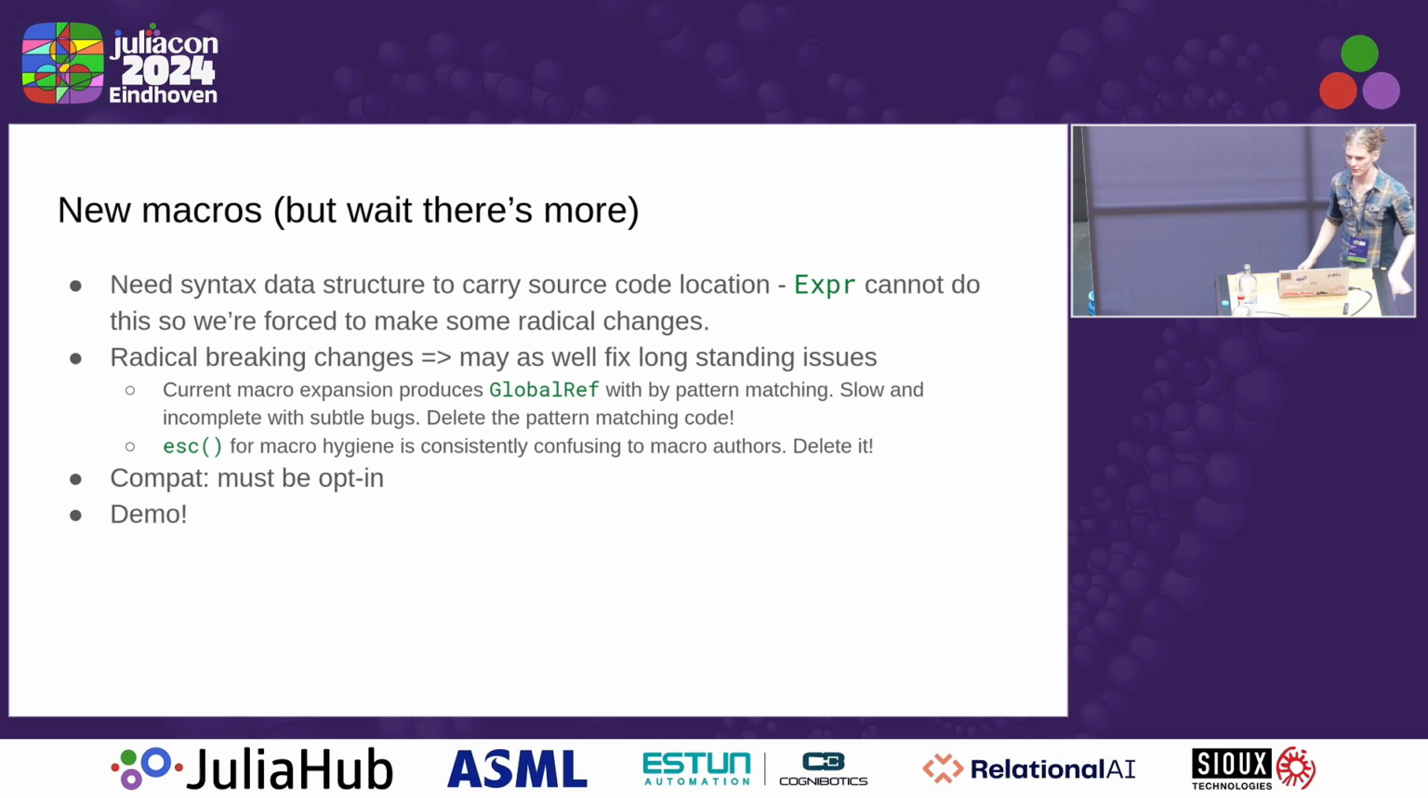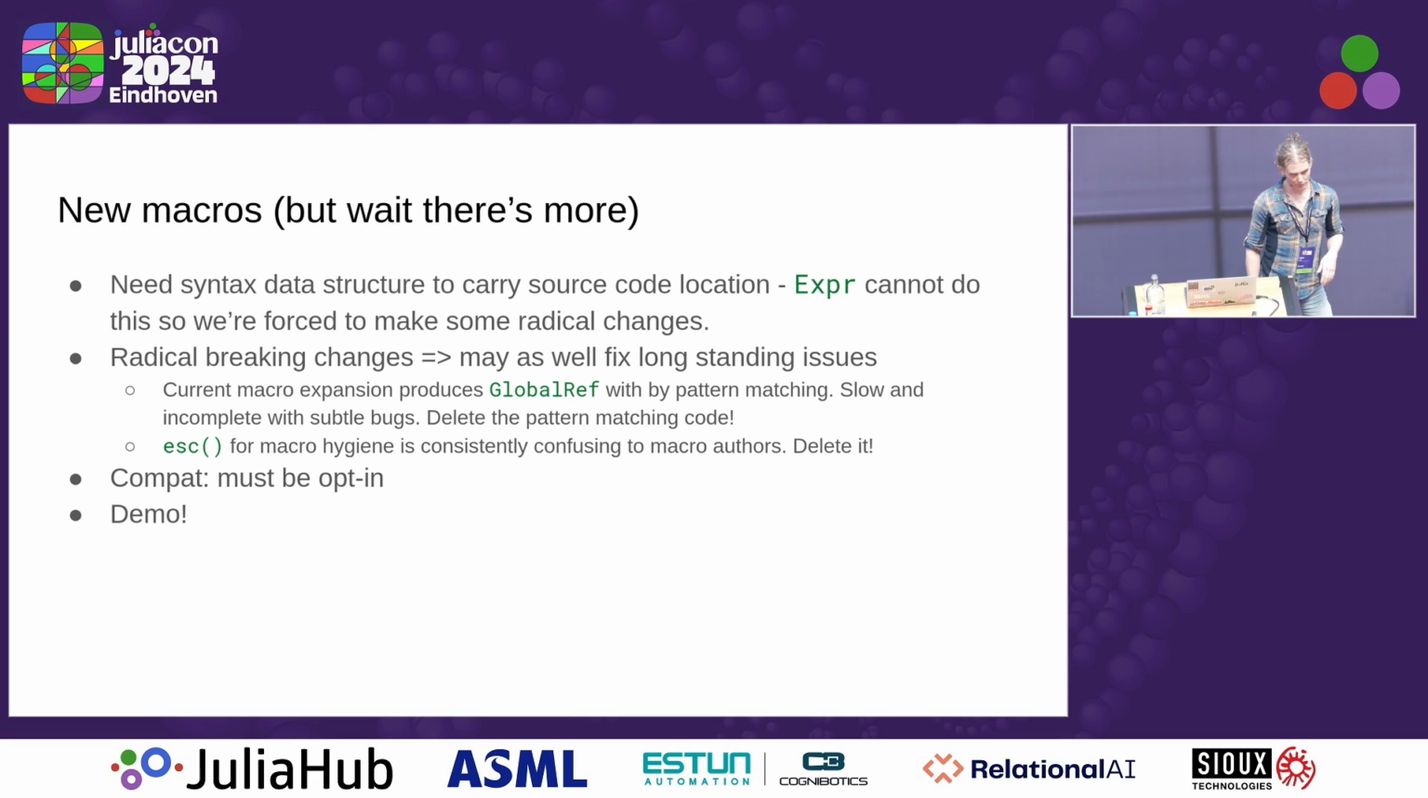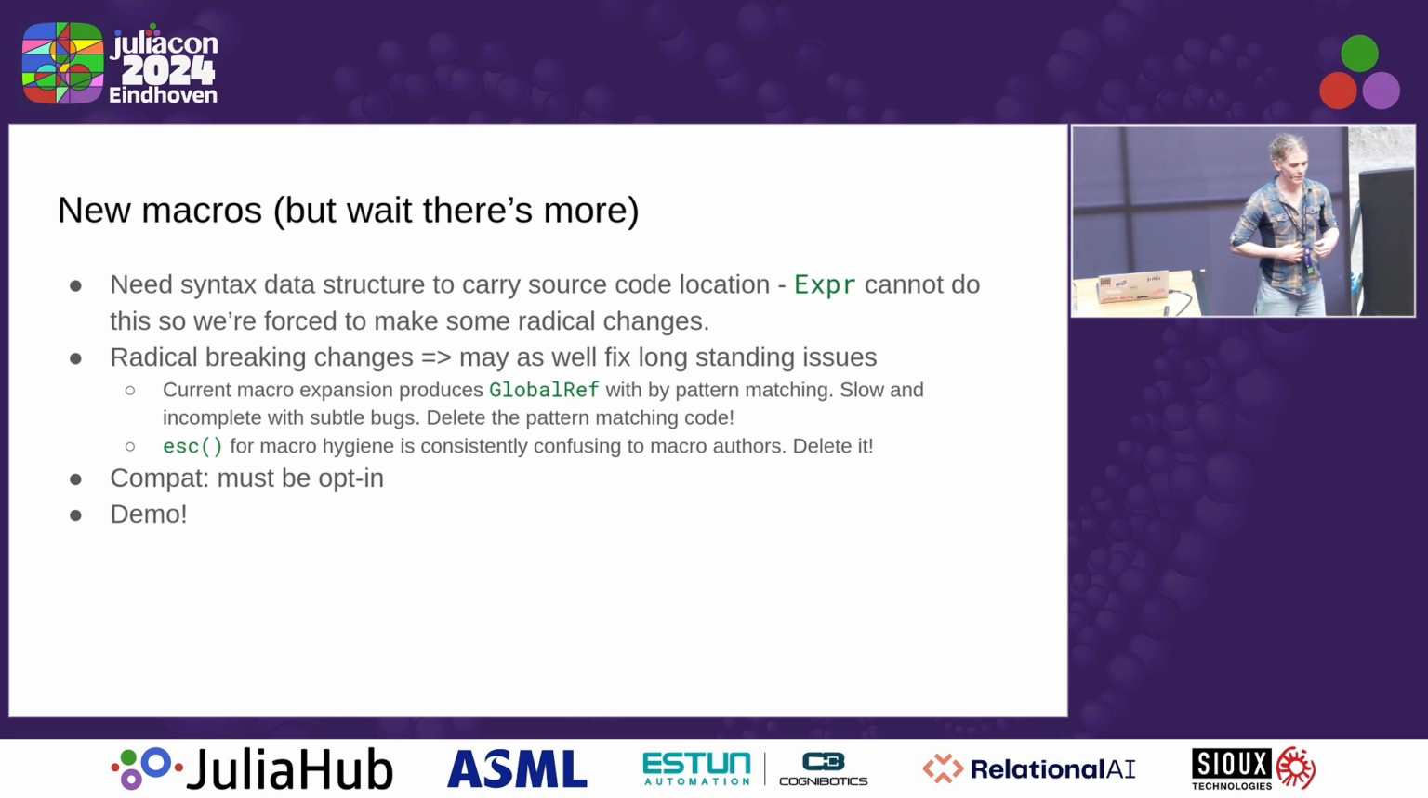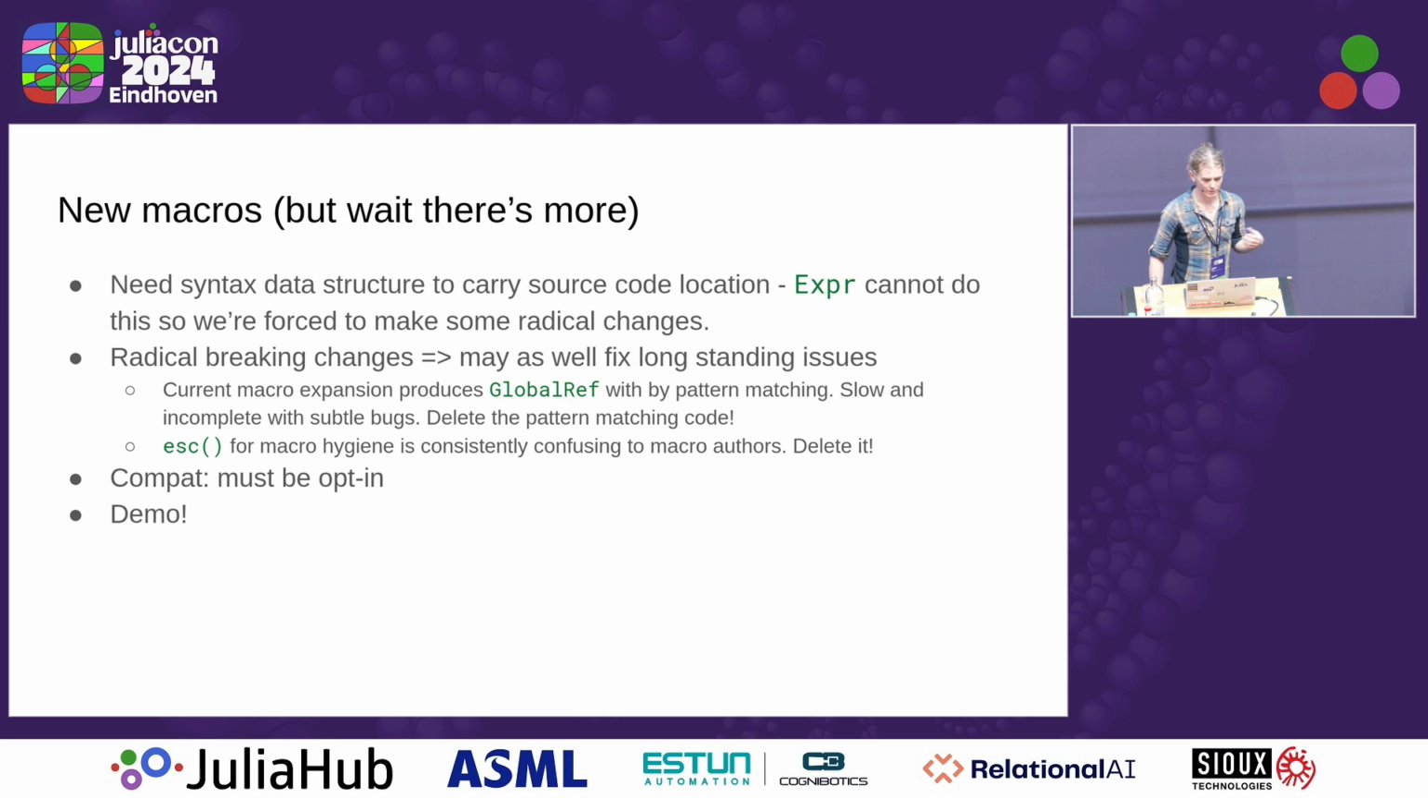While we're doing all of this, we basically can't use the expr data structure. It's not sufficient to contain this information. So we've needed to invent a whole new set of data structures for carrying provenance. And while we're doing that, we may as well fix a bunch of other issues. There have been long-standing issues with macros not being able to call other macros, and macros not being able to emit code which has a macro call in it. That's due to macro hygiene. There's a whole pile of subtle and rarely encountered bugs in macro expansions, in the way that macro expansion produces global refs.